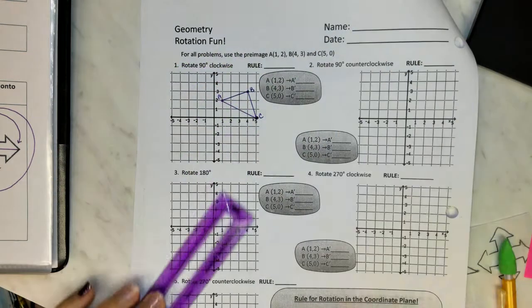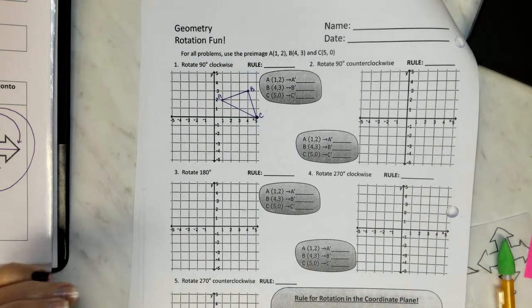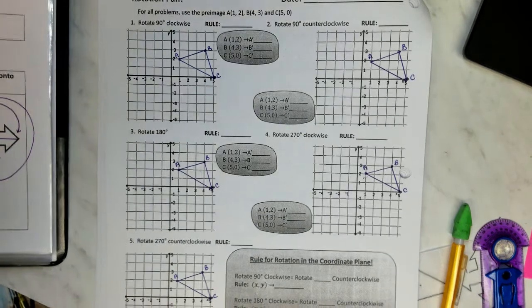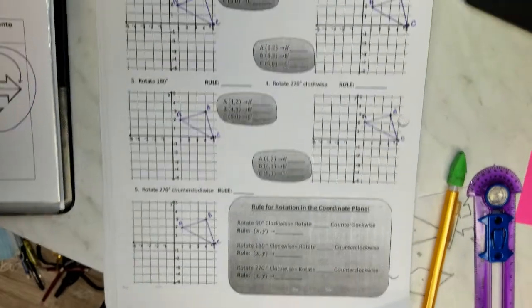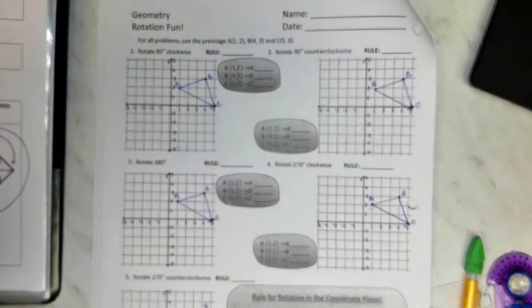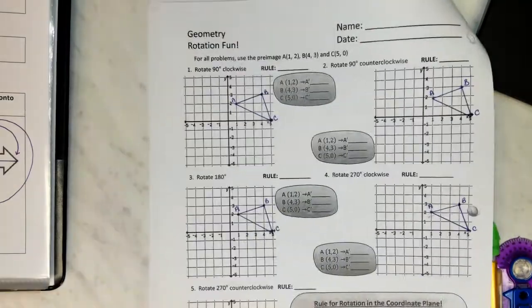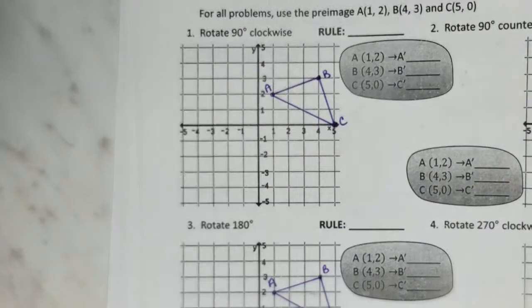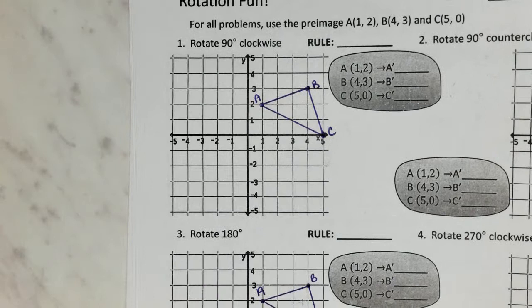And I'm going to repeat this on all 5 of these graphs. Okay, so what I've done is I've gone through and I've drawn the triangle ABC on every single one of these. And then we're going to talk about each one individually. So this first one is rotating 90 degrees clockwise.